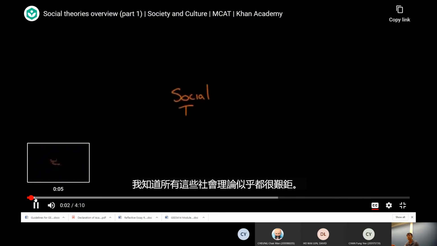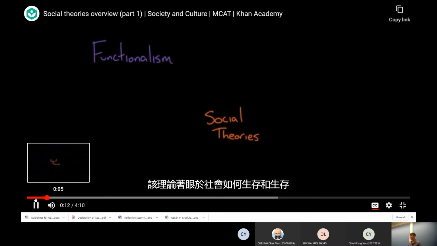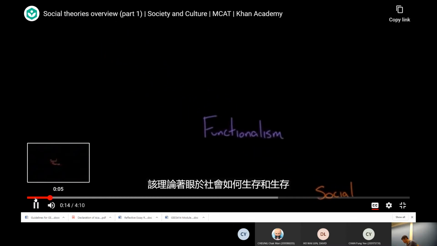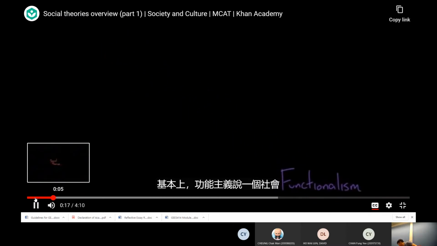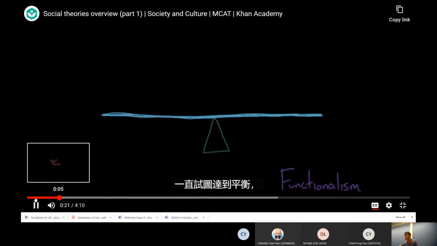I know all these social theories can seem pretty daunting, but they're actually fairly simple to keep track of if you remember the main points. The first theory of society that I'll review is functionalism. This theory looks at how a society can exist and survive over time. Basically, functionalism states that a society is always trying to come to an equilibrium, trying to stabilize.